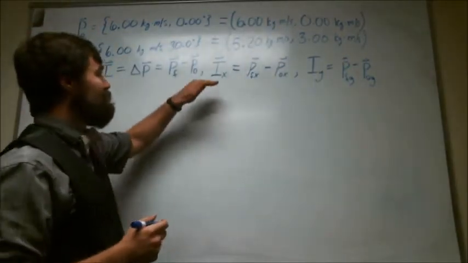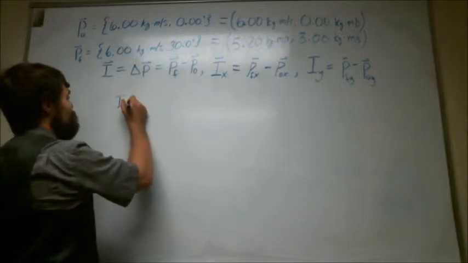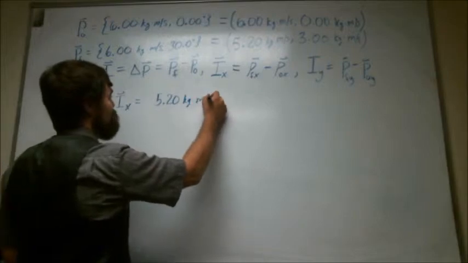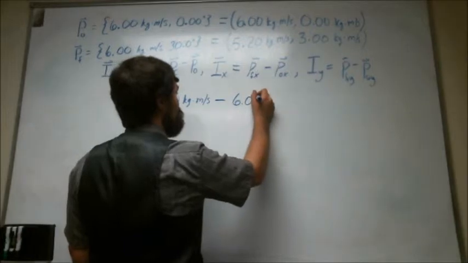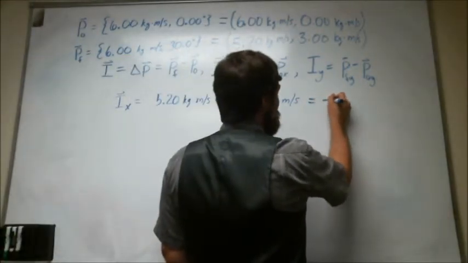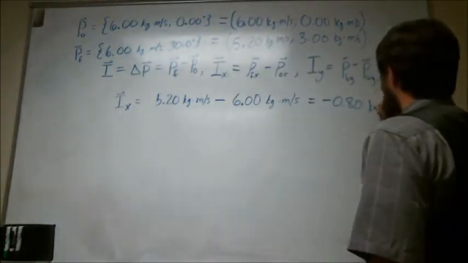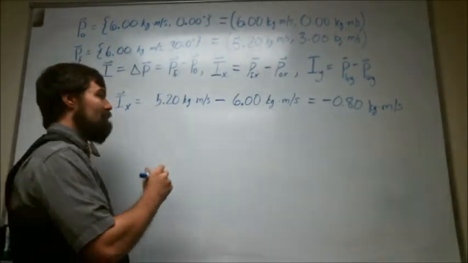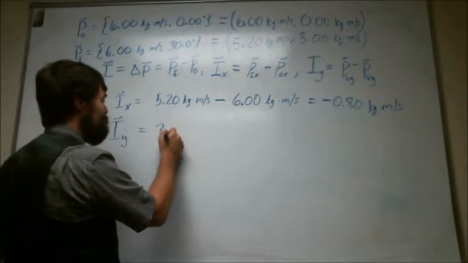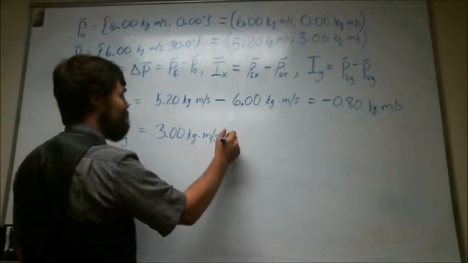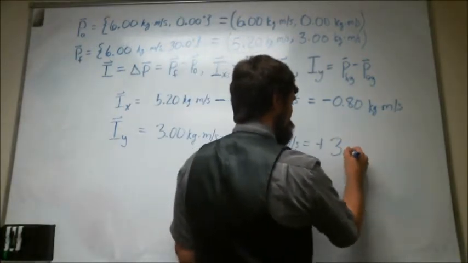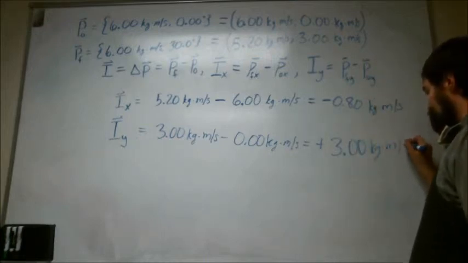Okay, so if I want to figure out the x part, I have that the impulse in the x direction is 5.20 kilogram meters per second minus 6.00 kilogram meters per second. So that means that I get negative 0.80 kilogram meters per second in the x direction. And likewise in the y direction, I can subtract the initial from the final, so I get 3.00 kilogram meters per second minus 0.00 kilogram meters per second. So that's going to be equal to positive 3.00 kilogram meters per second.